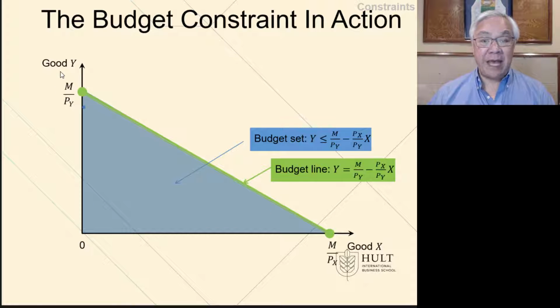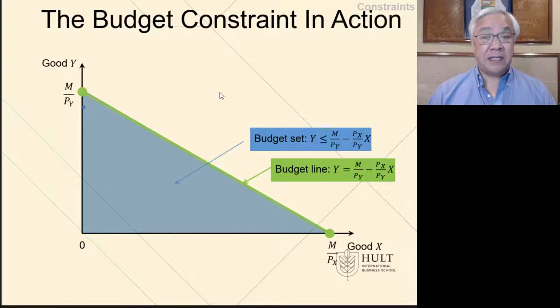Because if you have M, which is income, divided by the price of Y, that's the most you could buy of Y. If you have X and you have M in income, M divided by the price of X is the maximum you could buy of X. So this line represents the maximum you could buy. The budget set is everything in the shaded blue region. You can afford anything in the blue, but you can actually afford all the way up to the maximum, which is the green line.